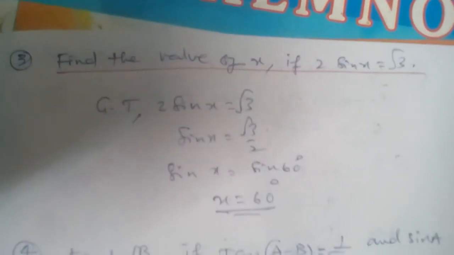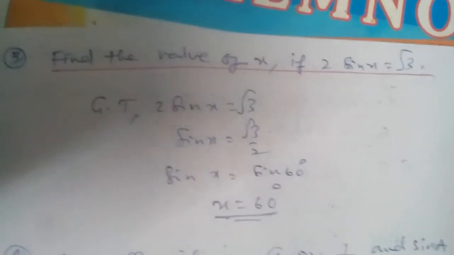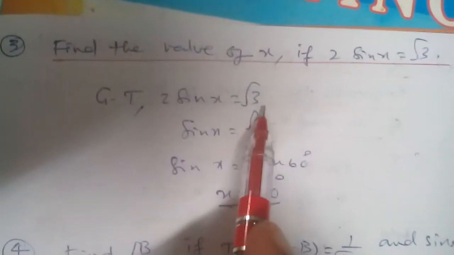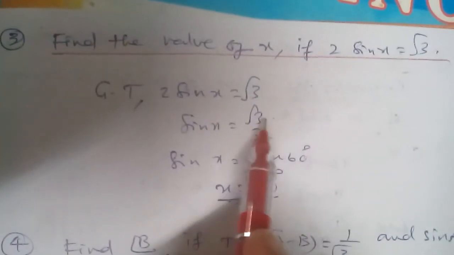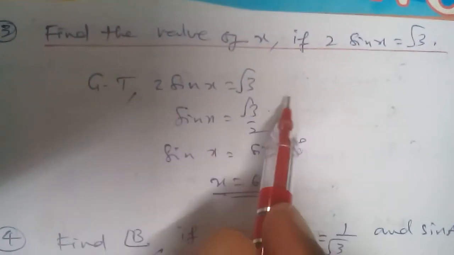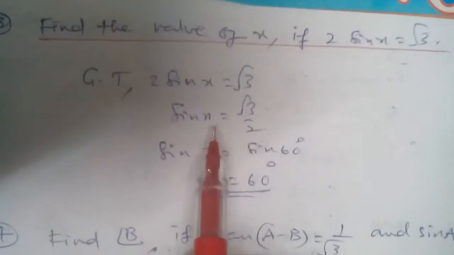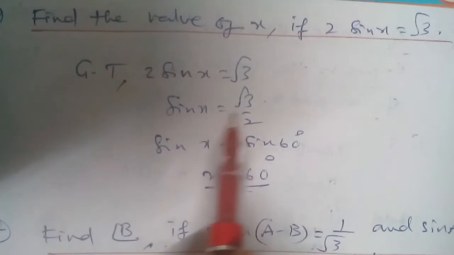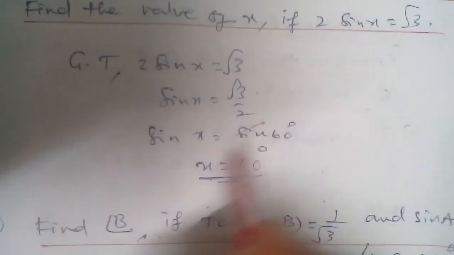Now come to the third question. Find the value of x, if 2 sin x is equal to root 3. So given that 2 sin x is equal to root 3. 2 is multiplying here, so when you transpose to the RHS, it is divided. So sin x is equal to root 3 by 2. So root 3 by 2 means sin 60. Sin gets cancelled. x is equal to 60 degrees.